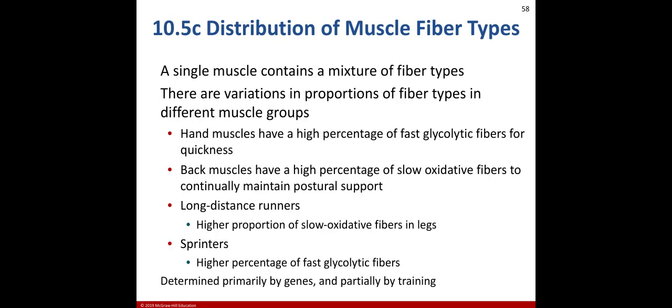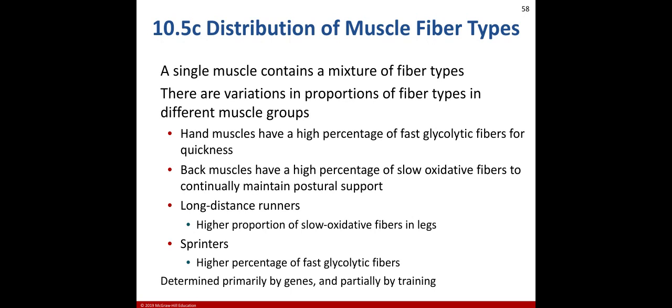A single muscle contains all of those types of fibers in some mix, okay? And the variations of what type of fiber is there is what gives us different muscle groups. For example, your hand muscles have a lot of the fast glycolytic fibers because they're quick. Your back muscles have the slow fibers because you have to maintain a posture.